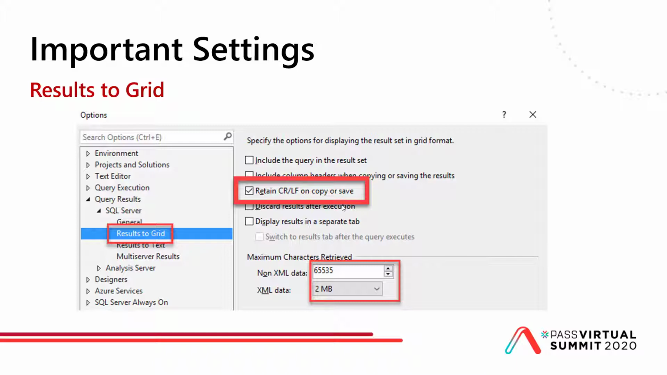And then on top of that, there is this retain carriage return line feed on copy or save that is also absolutely essential. Remember we talked about formatting, and if you don't have this, then your formatting is basically going to go completely away, and you're going to lose all those carriage returns and line feeds every time you copy and paste that to a new window to either run it or test your code.